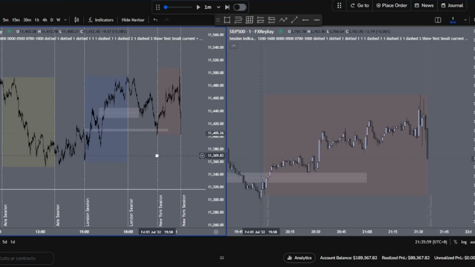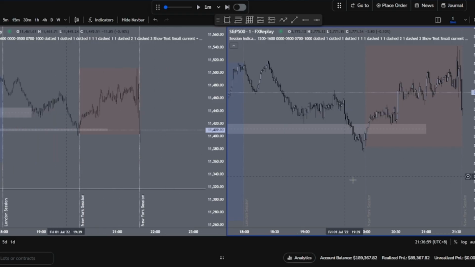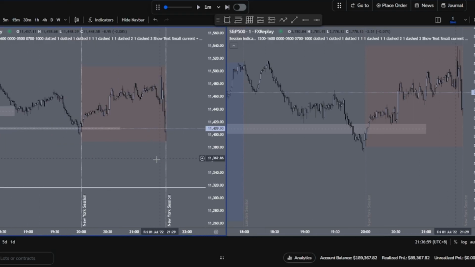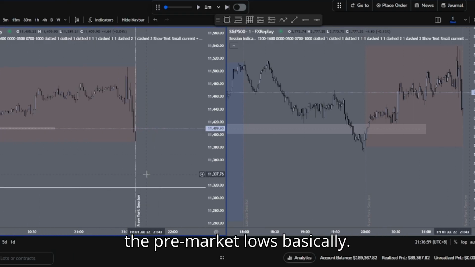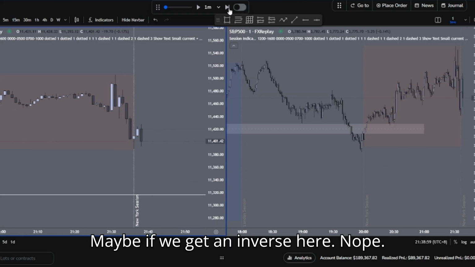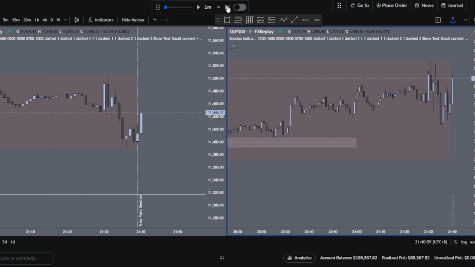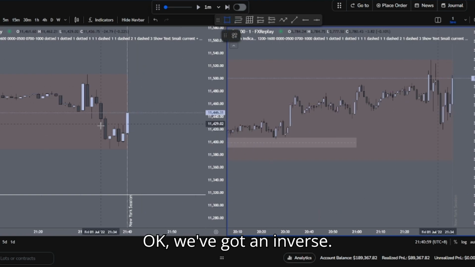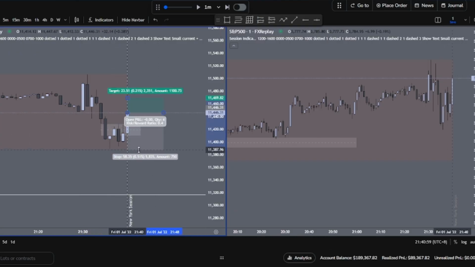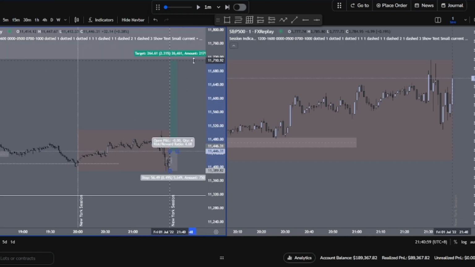Okay, we're dumping. Okay, we've swept current session lows, the pre-market lows, basically. Maybe if we get an inverse here. Nope. Okay, we got an inverse. It's not the most far from the gap, so I'm not gonna wait for a retest.